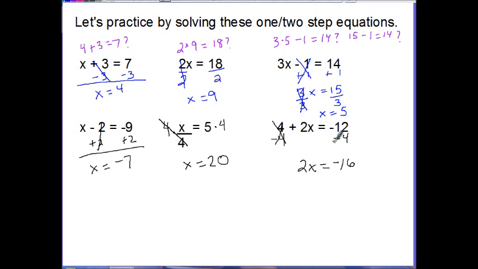Remember, when we have the same signs, we keep the signs and add the numbers. Now, next step is we have 2x equals negative 16. To get rid of that 2 that's being multiplied, we're going to divide both sides. 2 over 2 gives me 1. It cancels out, and we're left with x equals negative 8. And that's a refresher on solving 1 and 2-step equations.